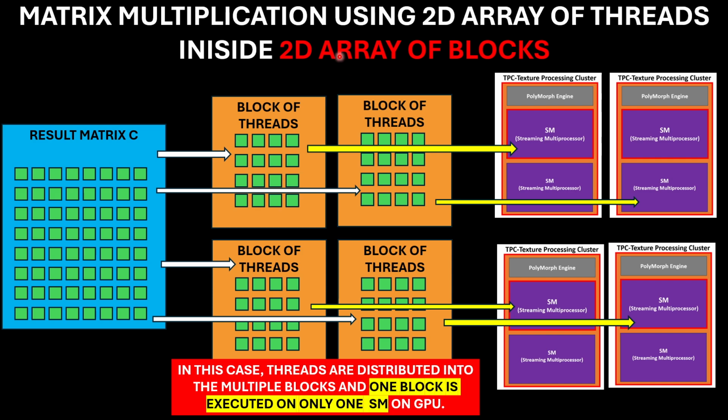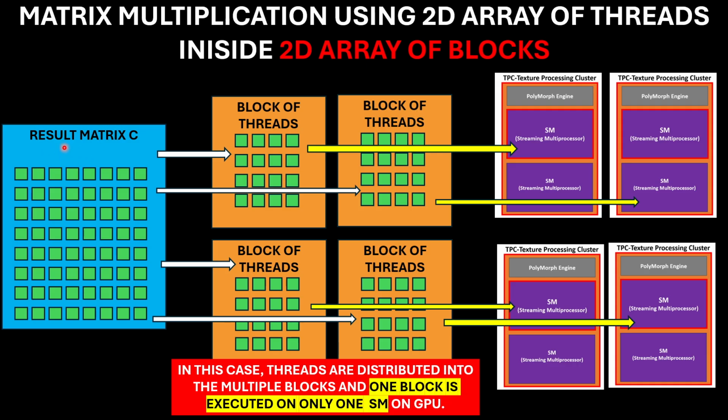Hello everybody, my name is Barsha and we are talking about matrix multiplication using a 2D array of threads inside a 2D array of blocks. This is our example for this time. In the previous case we had threads which were deployed inside one block, but in this case we have multiple threads, and they are scheduled to different blocks of threads. So it's good to have this theoretical explanation before we do the program.